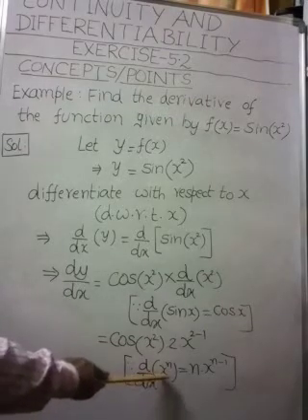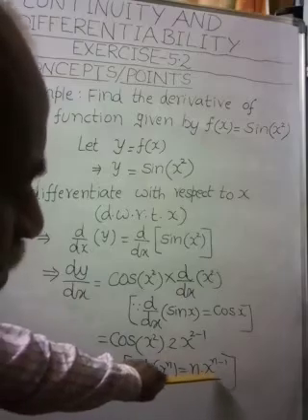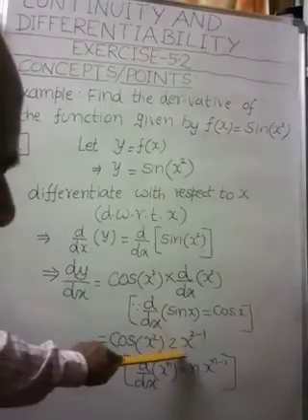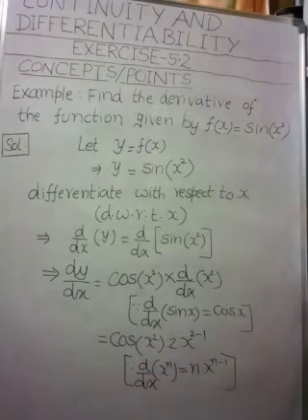So d by dx of x power n is equal to n into x power n minus 1. In this case n is equal to 2. So 2 into x power 2 minus 1. In this formula I substituted. Is it clear, my dear children?